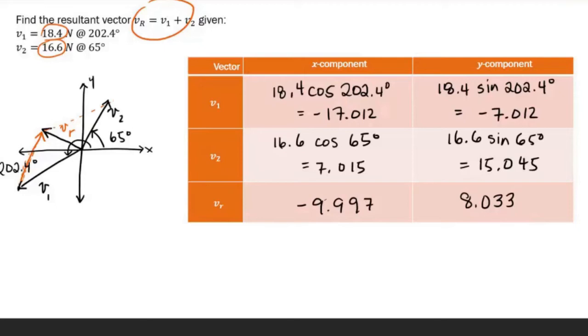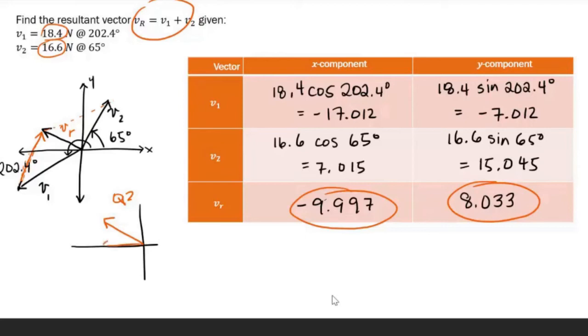Let's draw another quick sketch to draw only the resultant vector. So we had guessed, based on our sketch, that the resultant vector would be in quadrant 2, and the values we found for the components of the resultant confirm that. Since the x component of the resultant is negative, but the y component is positive, the resultant must be in quadrant 2. So the resultant will have an angle that is between 90 and 180 degrees. Let's label the x and the y components one more time. So negative 9.997 and then positive 8.033.